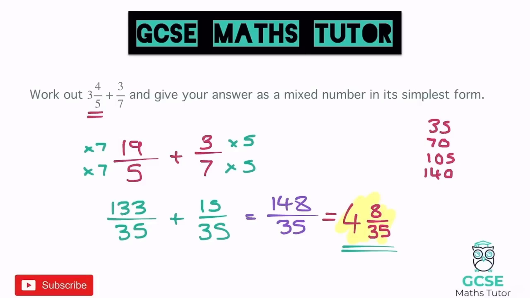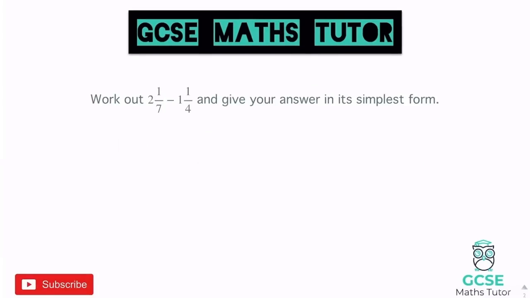Let's have a look at some subtracting. Right, okay, so this question says 2 and 1/7 take away 1 1/4. Work that out and give your answer in its simplest form. Now it doesn't mention anything about it being a mixed number, so that gives us a bit of a hint that we're not going to have a mixed number here.